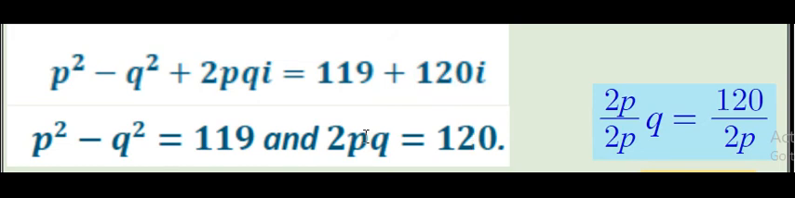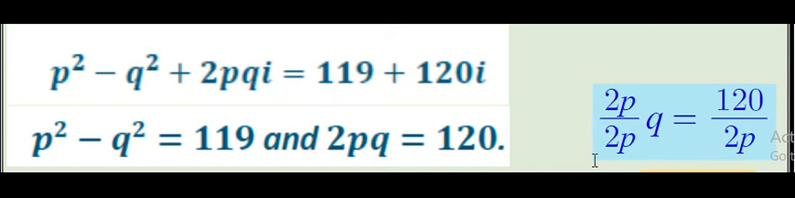So the way that we want to solve this, the 2pq, we can solve for p or q. And the idea is if we can get p or q alone, we substitute it into the other equation, because what we're really doing is a system of equations here. So we substitute it in the second equation and we solve for the variable.